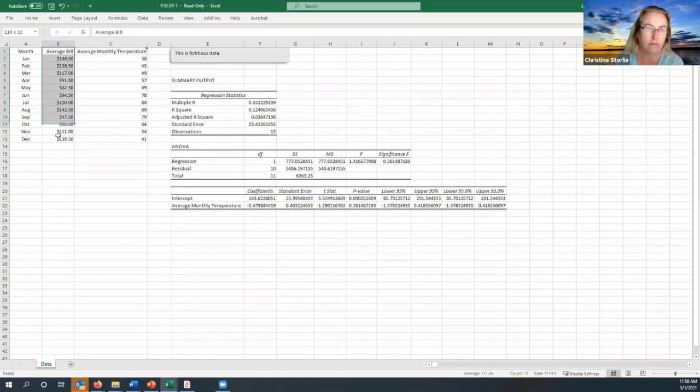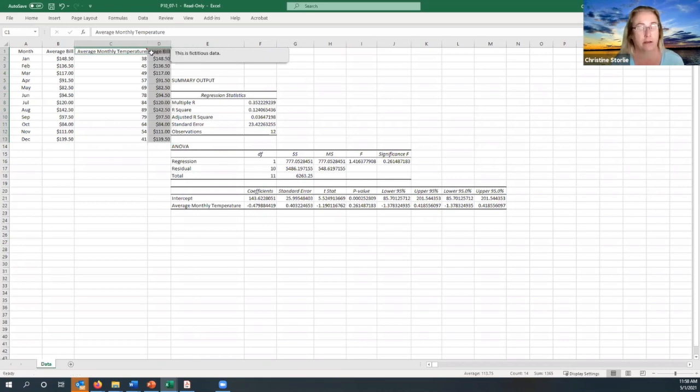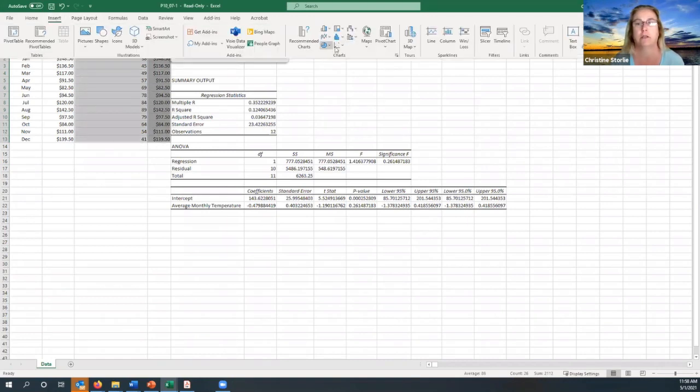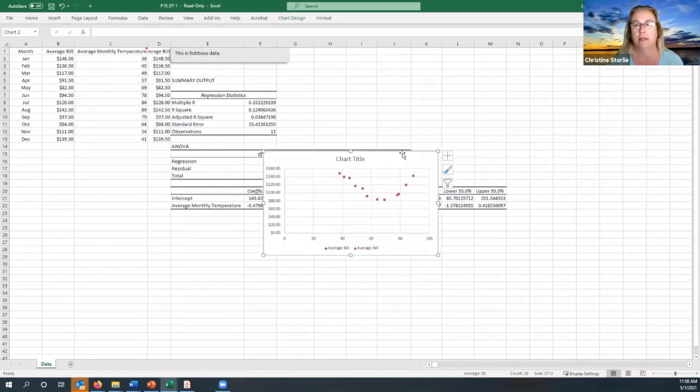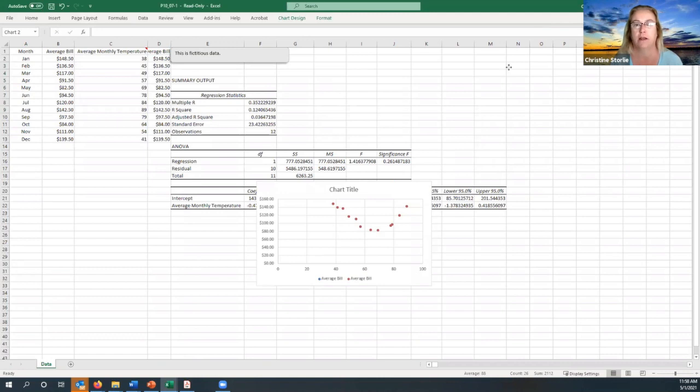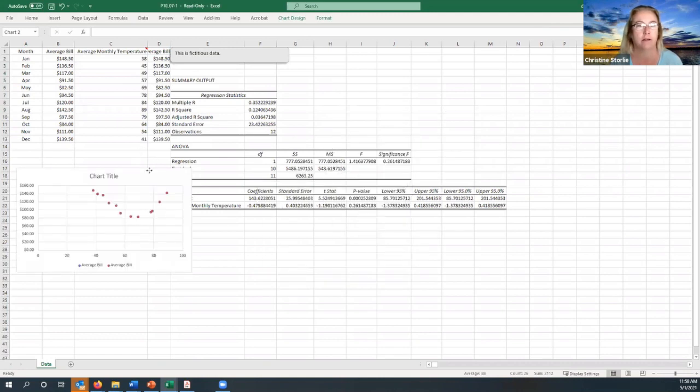I hate when Excel does this. If I'm going to do a scatter plot, I have to have my y variable on the right of my x variable. Scatter plot. And as you can see right away, what's going on here is that this is not a linear relationship.